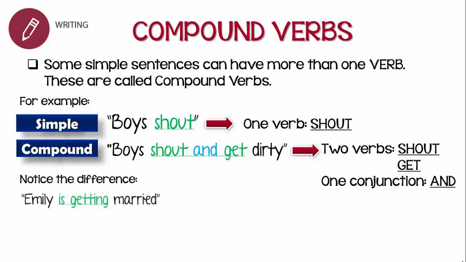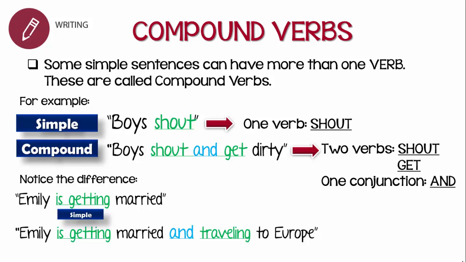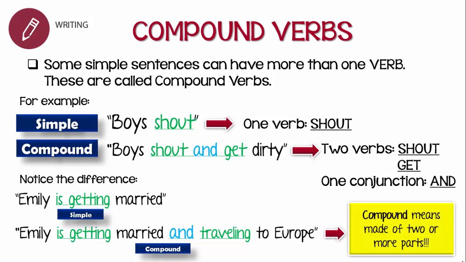Notice the difference. Emily is getting married. I have only one verb that is formed by a verb and a gerund, ing form of the verb, getting. Emily is getting married and traveling to Europe. I have a compound verb here. I have two different actions expressed in one sentence: getting married and traveling to Europe. Remember again that compound means made of two or more parts.